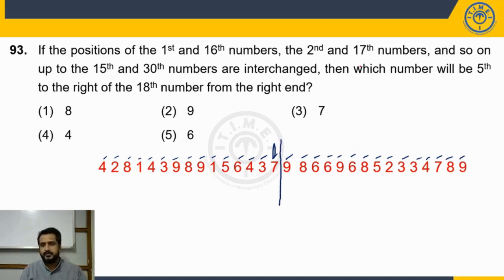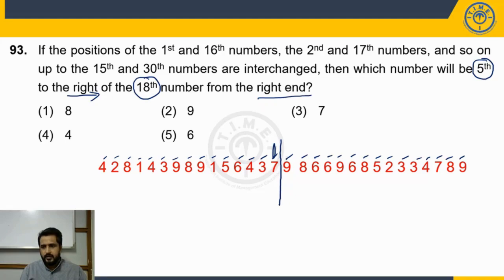Now what is the question asked? Which number will be 5th to the right of the 18th from the right hand? So we have to start counting from the right hand. And after identifying the 18th from the right hand, again we have to move to the right side and find the 5th number. So before interchanging, let's identify what is 5th to the right of the 18th from the right hand. I will tell you the logic.